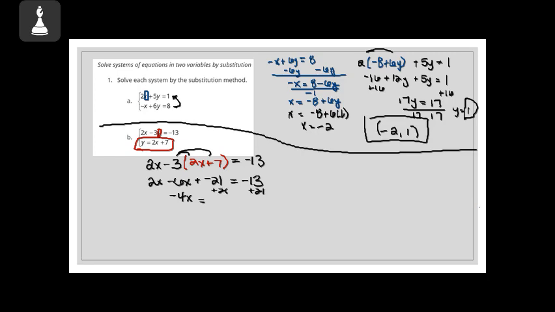So I'm going to take that negative 2 and plug that back in for the y equals 2x plus 7. Well, if x is negative 2, we're going to plug that in. 2 times negative 2 is negative 4, plus 7 is 3. So the solution for this one is negative 2, 3.